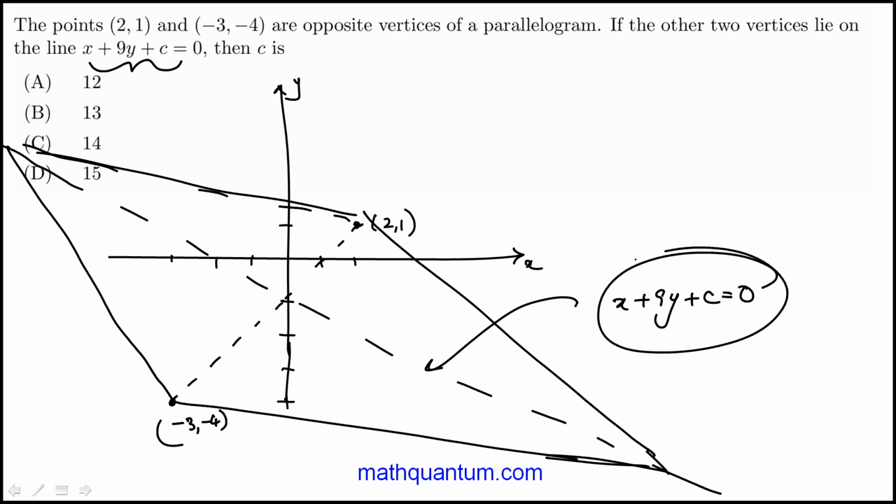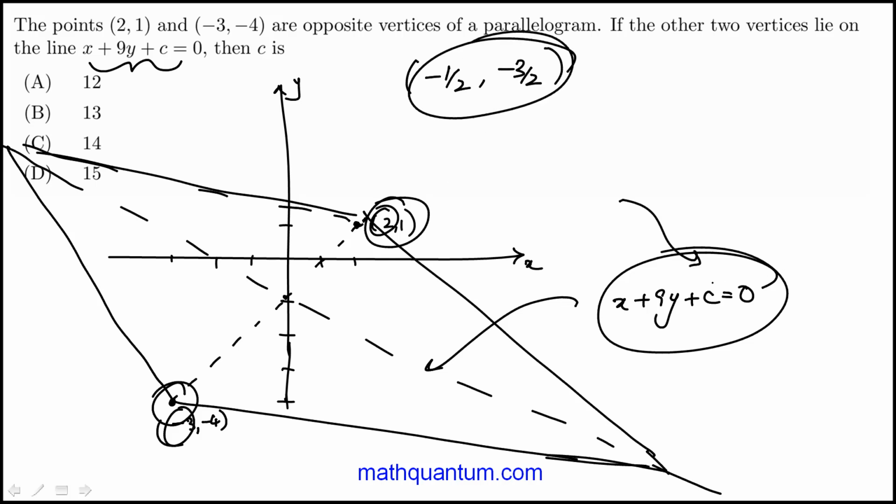So how do we figure out c here? Well, once you know what to do, it's easy, which is you figure out the midpoint of these two points, and that line, the other diagonal, has to go through that midpoint. So the midpoint here would be just the averages of the coordinates. So -3 plus 2 is -1/2, and then -4 plus 1 is -3/2.